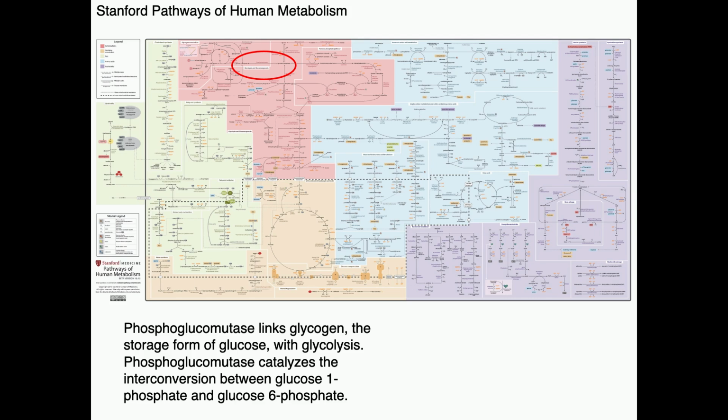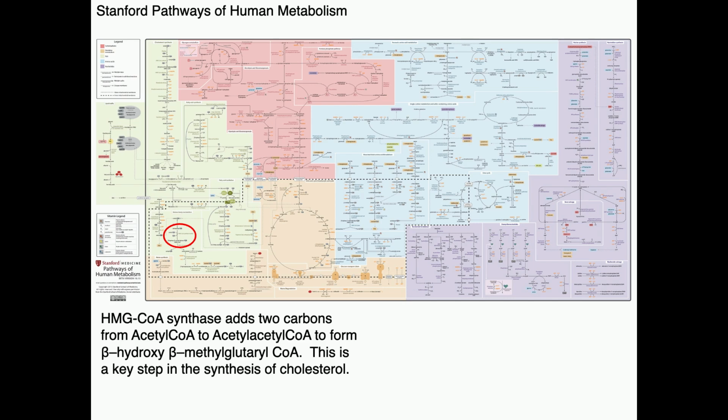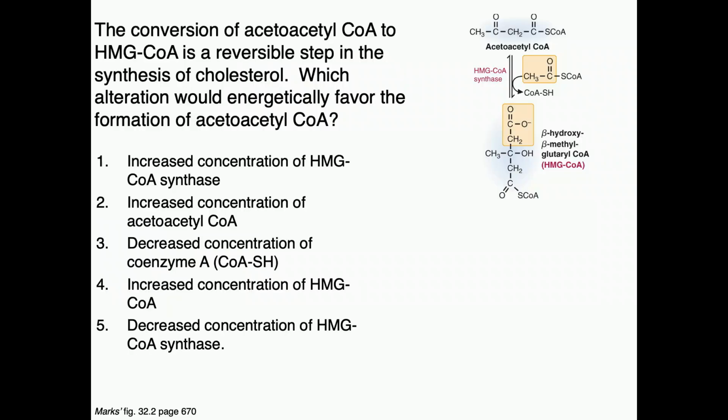Okay, should we look at one other example? HMG-CoA synthase. This is one of the steps in converting acetyl-CoA into cholesterol within our body. So we can either eat cholesterol or we can synthesize it de novo. And the HMG-CoA synthase, this is not the key regulated step, but it's one step in front of that. And it's a reversible reaction. So why don't we look at that question?